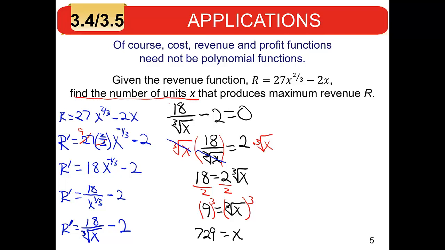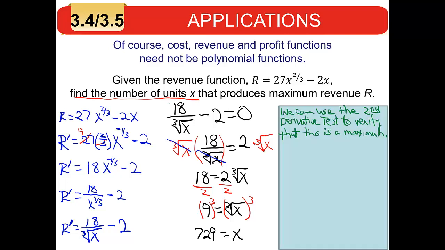The problem asks us to find the number of units x. They want us to find x. So I feel pretty confident that the answer to this question is 729. But if I want to bump up my comfort level and be certain rather than pretty sure, then I can actually use the second derivative test to prove to myself that it really is a max. I feel like it is, but if I want to bump my comfort level up from pretty sure to certain, I'll use the second derivative test.